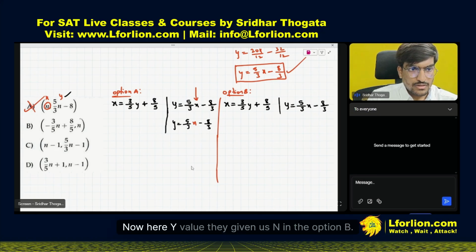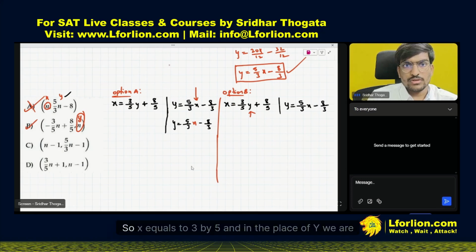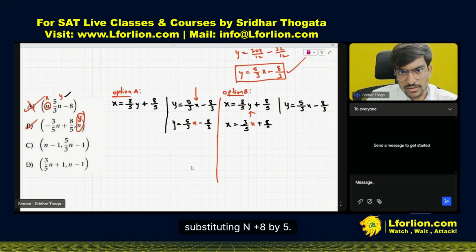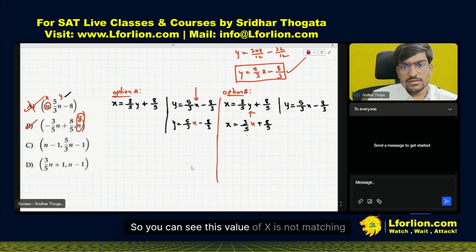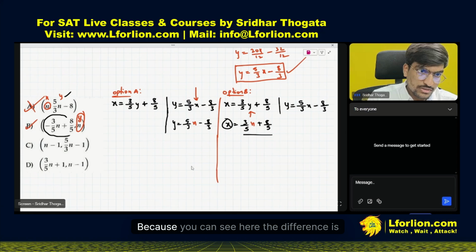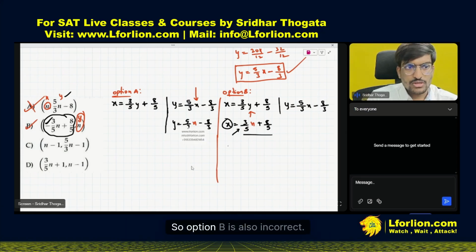Now the y value they gave in option B. I use that y and input it in the x. So x equals 3 by 5, and in the place of y we substitute n plus 8 by 5. You can see this value of x is not matching with the given x coordinate, because here the difference is negative, and here we don't have any negative. So option B is also incorrect.